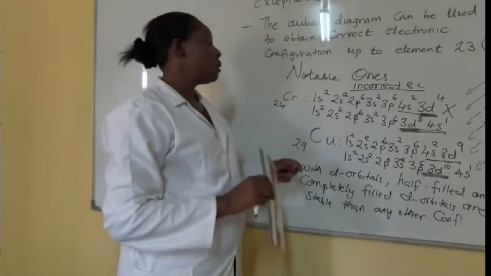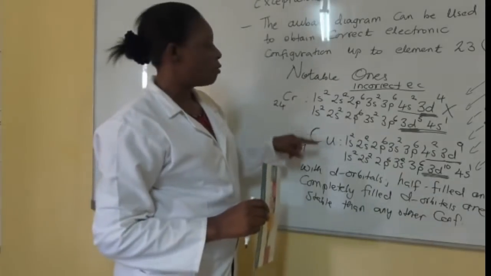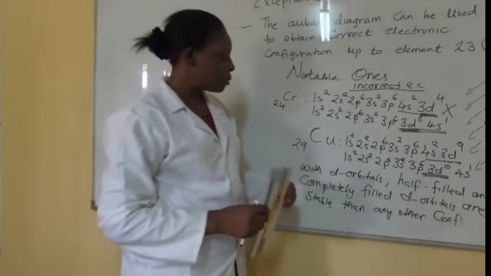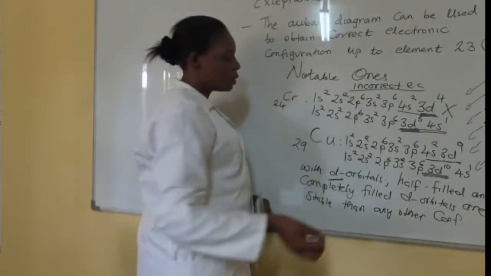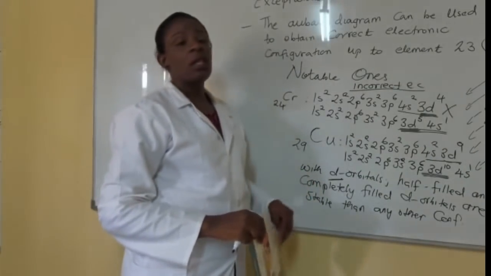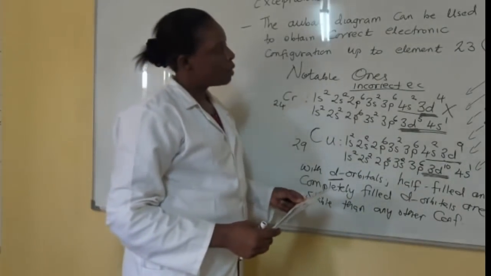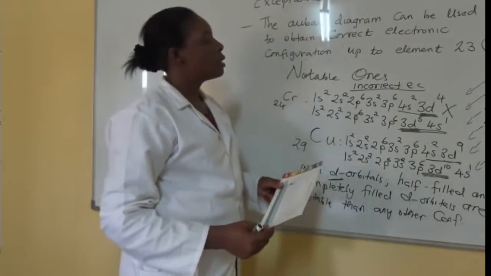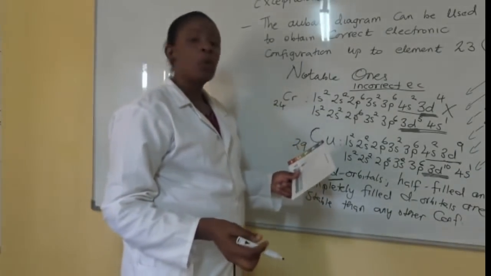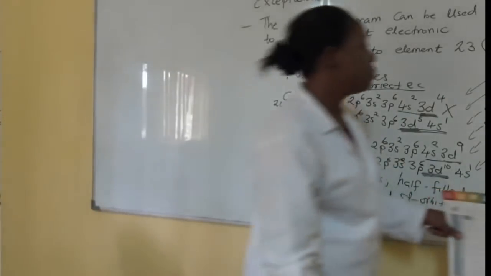So if you are asked to explain why you get incorrect electronic configuration by using the orbital diagram, it's because of the inclusion of d orbitals, whose stability depends on whether it's half-filled or completely filled. Okay, so I think this does it in terms of electronic configurations. We'll now move on to periodic trends.